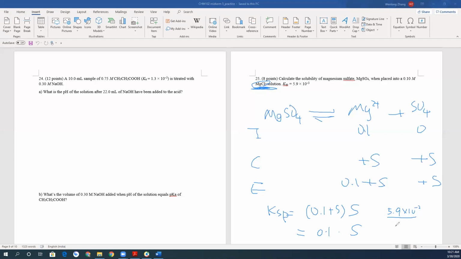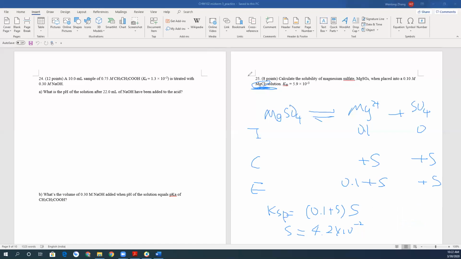But if you compare that to 0.1, that is greater than 5%. So you cannot make this assumption that S is way smaller than 0.1. So you cannot do this. In this case, you must use this equation directly and solve for this X. If you do that, you're going to get S equal to 4.2 times 10 to the negative 2. That will be the solubility for this magnesium sulfate.